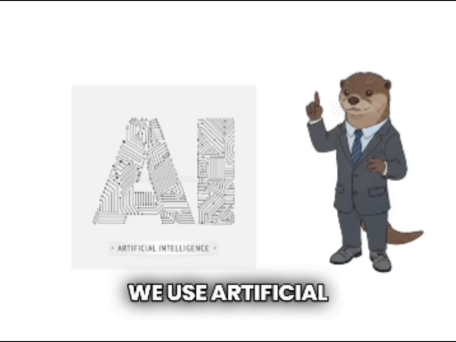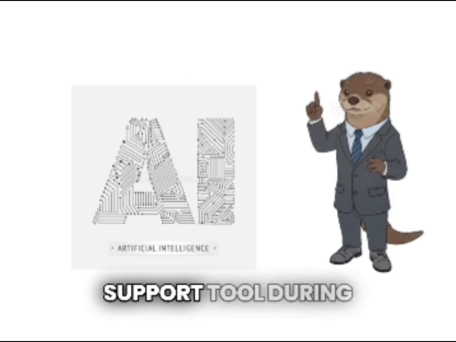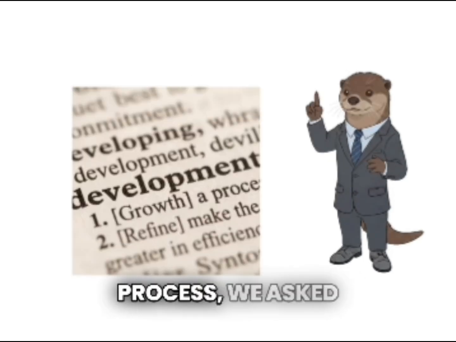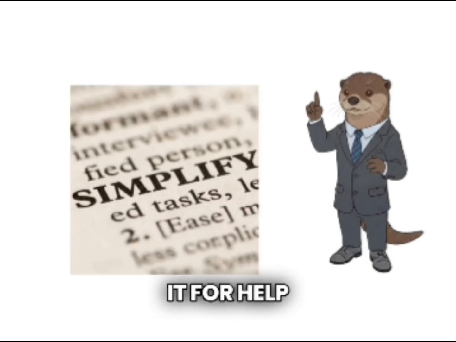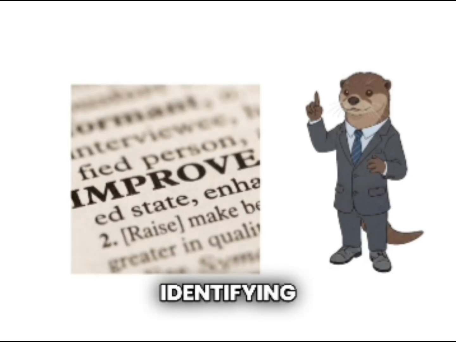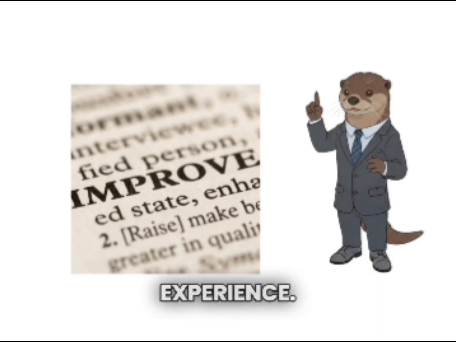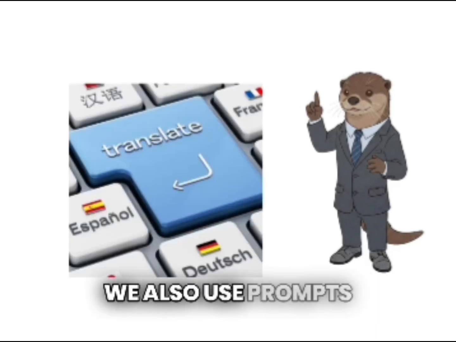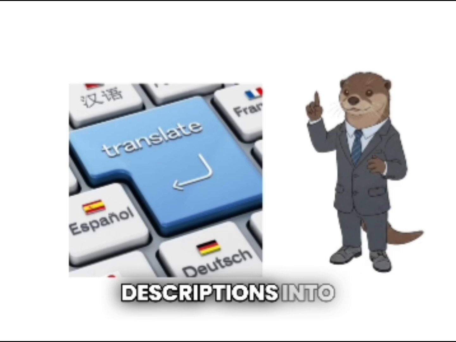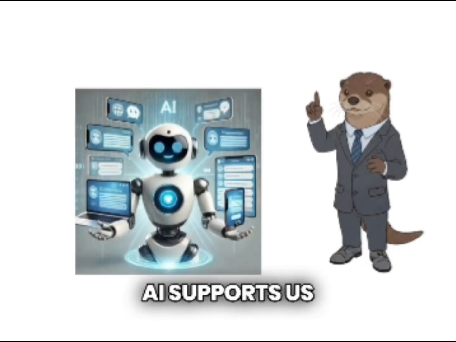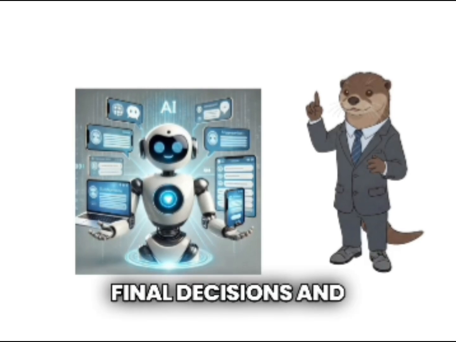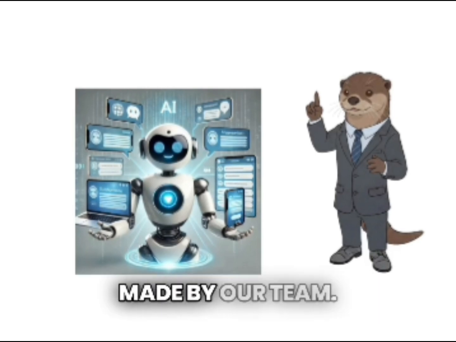We used artificial intelligence as a support tool during the development process, asking it for help simplifying blocks, identifying irrelevant functions, and improving the user experience. We also used prompts to adapt the species descriptions into clearer language. AI supported us throughout the process, but the final decisions and implementation were made by our team.